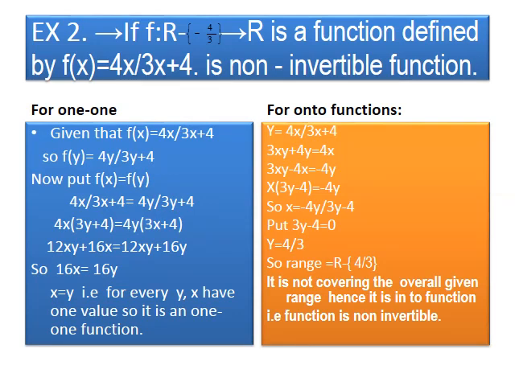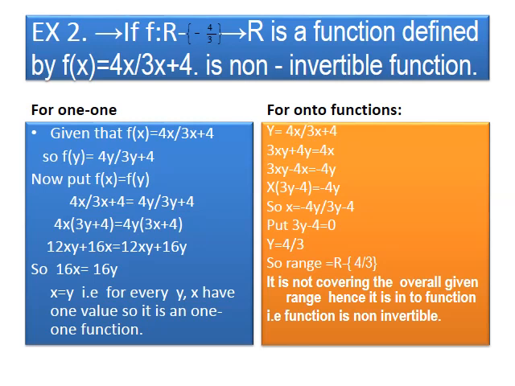Example number 2. If the function f is defined from R minus {-4/3} to the real numbers by f(x) = 4x/(3x + 4), show that it is a non-invertible function. We want to prove that it is not invertible. So let's see. First of all we have to check for one-one.